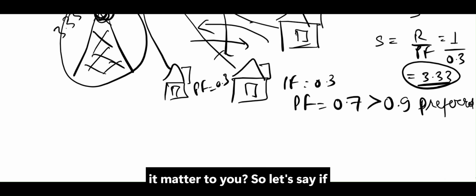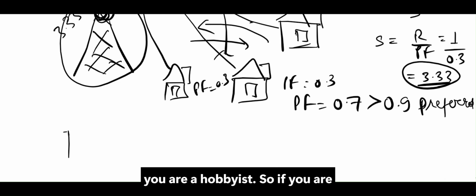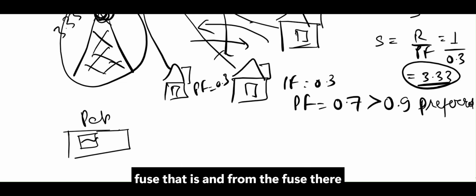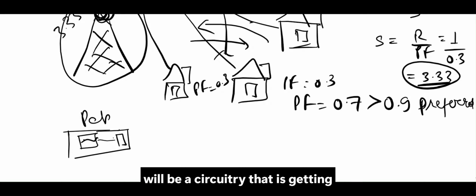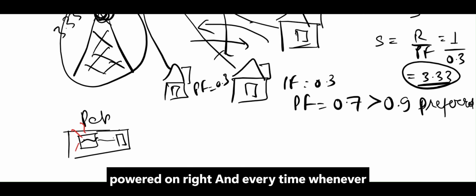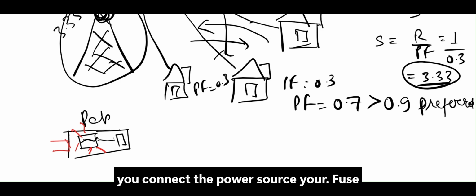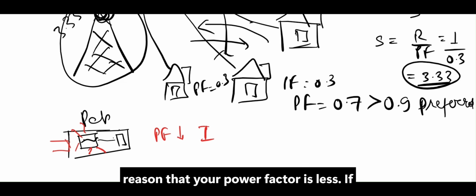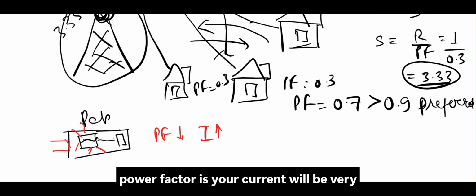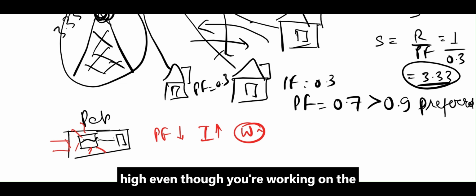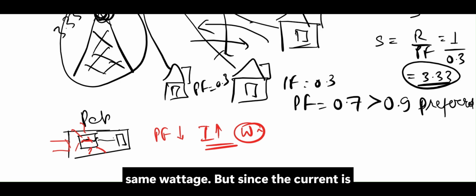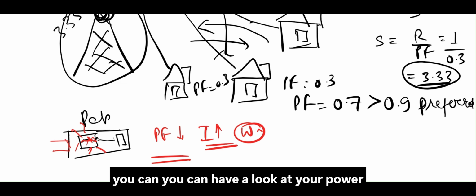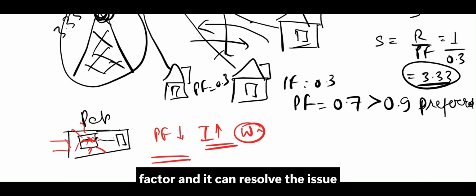So why does it matter to you? Let's say you are a hobbyist working on a PCB, and there is a fuse, and from the fuse a circuit gets powered on. Every time you connect the power source, your fuse blows. One reason could be that your power factor is low. If the power factor is low, your current will be very high even though you are working at the same wattage, and since the current is very high, your fuse blows. So you can have a look at your power factor, and it can resolve the issue.